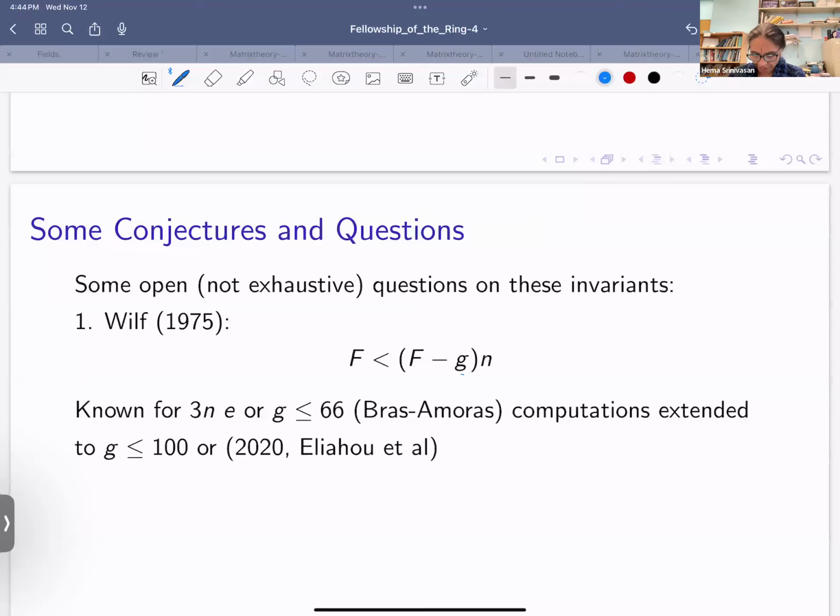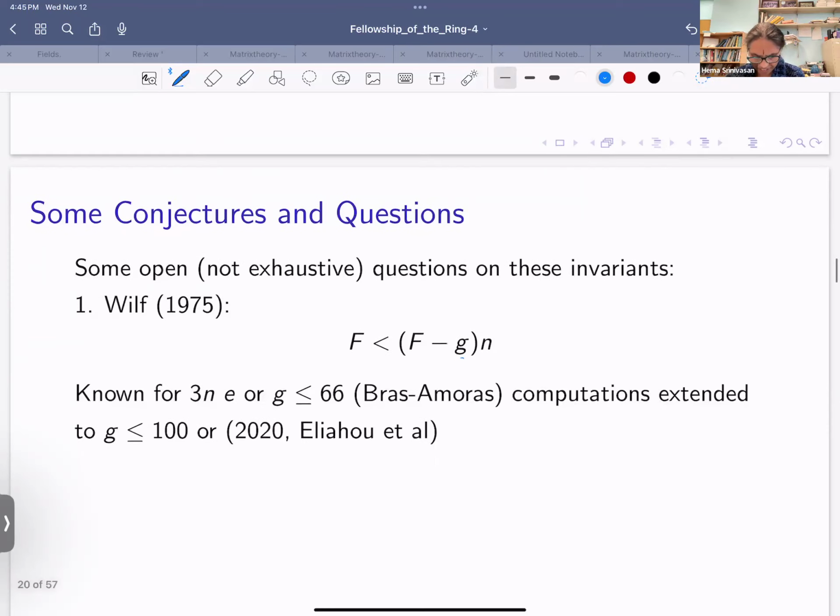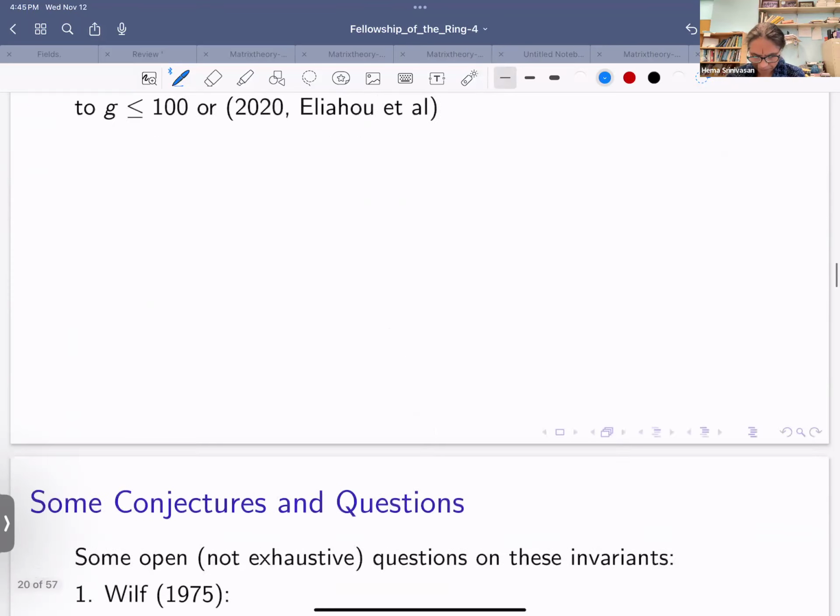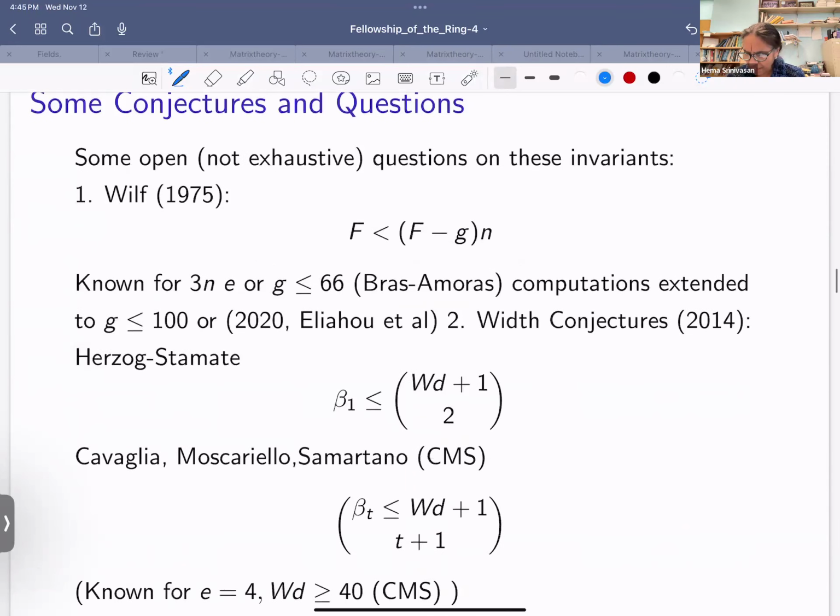A lot of computational work and algorithms have been used so far. There are many cases where it is known. I'm just putting down one of the few things where it is known: when the gaps are less than or equal to 100. This was 66, and then using some computational work, it was extended very recently, I guess, to 100. Again, I'm not talking about that conjecture.